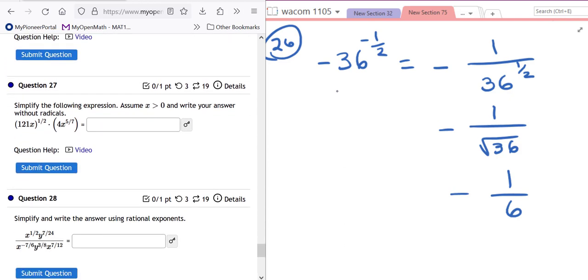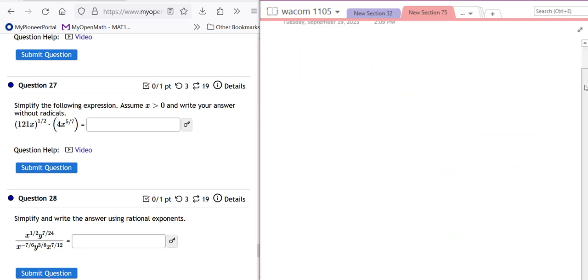Ooh, those look mean. All right, good thing we're almost to the end, huh? So 27.